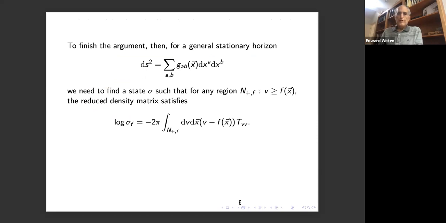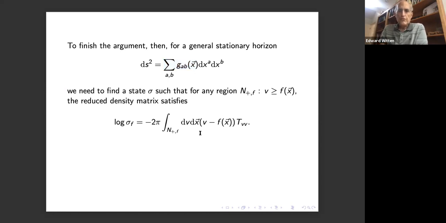So to finish the argument, we need to know that for a general stationary horizon, we can find a state sigma such that for any cut, the reduced density matrix is this one. Now for a Schwarzschild black hole, it's the Hartle-Hawking state. But this state actually exists for an arbitrary metric on the horizon. I don't have to know it's a metric that would come from an actual global solution of Einstein's equations.